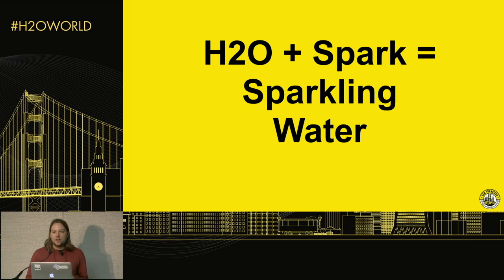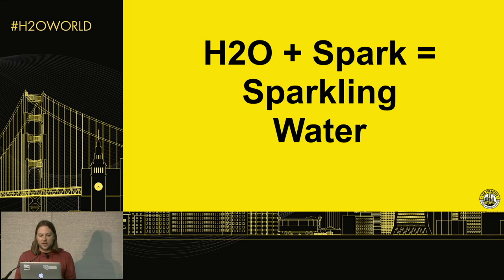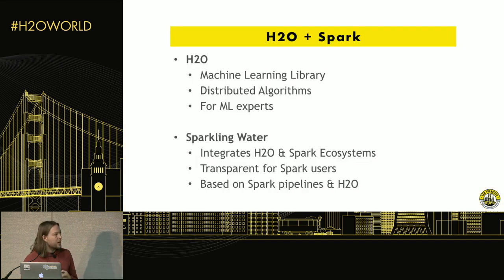So how does it look in Spark Motor? Spark Motor is one of our products. It's an open source product, and it integrates H2O-3, which is directed by Michal Kurka, and Spark. So what are the advantages of using this combination? We have H2O, which is a machine learning library. We have all the algorithms distributed. We think that we are pretty fast and accurate.